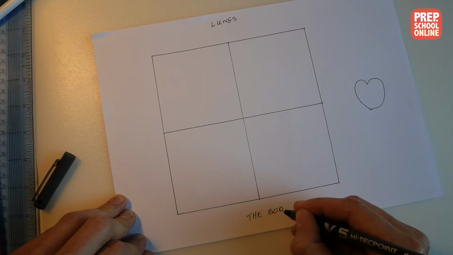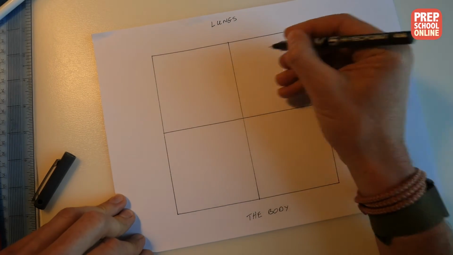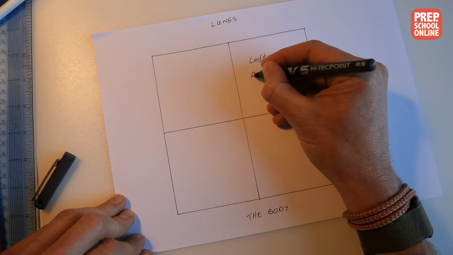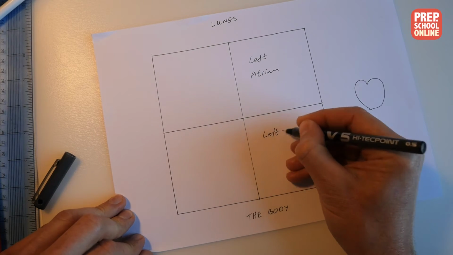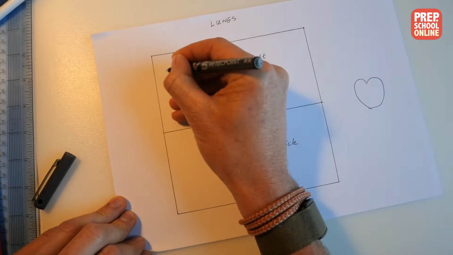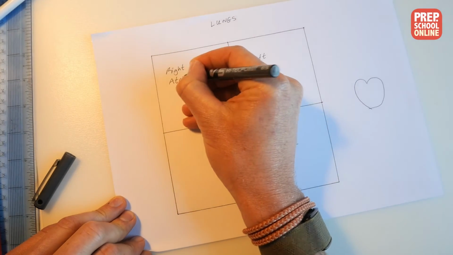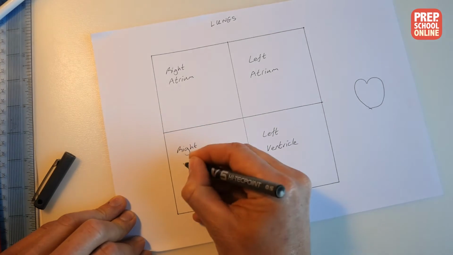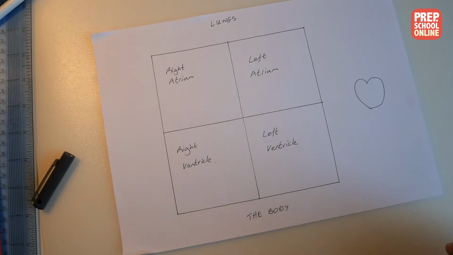So the first thing we're going to do on this heart is label it. So we're going to start with the left-hand side. So we've got the left atrium, and we have got the left ventricle. And on the right-hand side, we've got the right atrium, and the right ventricle.